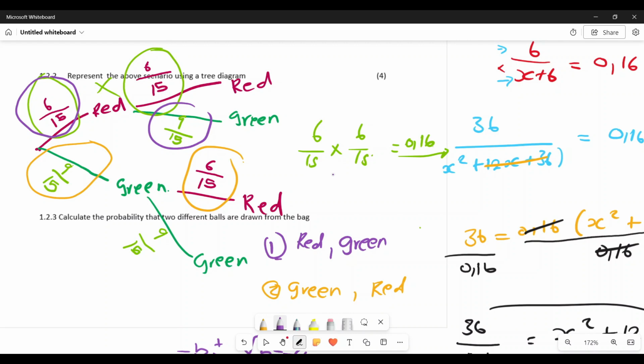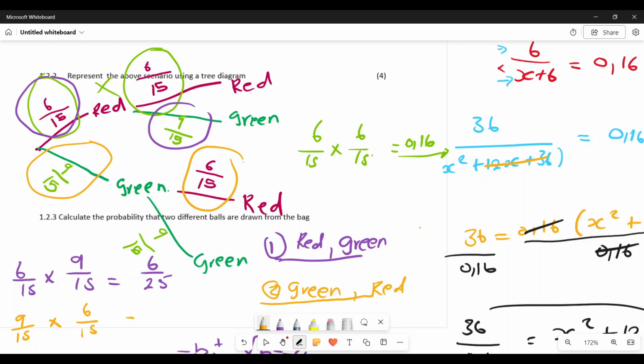Now, for the first scenario, whereby you're choosing red and green. To choose red, the probability is 6 over 15 multiplied by the probability of choosing green, which is 9 over 15. Now, putting this into your calculator, 6 over 15 multiplied by 9 over 15 equals 6 over 25. This is for the first scenario. Now, let us do the same for the second scenario. The probability of you choosing green is 9 over 15 multiplied by the probability of you choosing red, which is 6 over 15. So 9 over 15 multiplied by 6 over 15 is still 6 over 25.